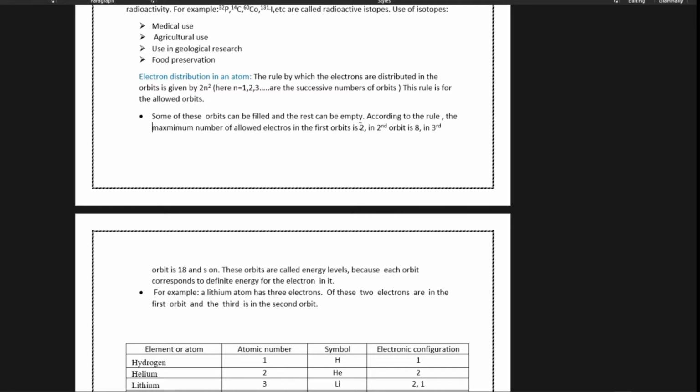For the first orbit, n is equal to 1, 1 square is 1, and 2 into 1 is 2. For the second orbit, 2 square is 4, and 4 into 2 is 8. Second orbit 8, third orbit 18, following this rule, with n equal to 3 cube.